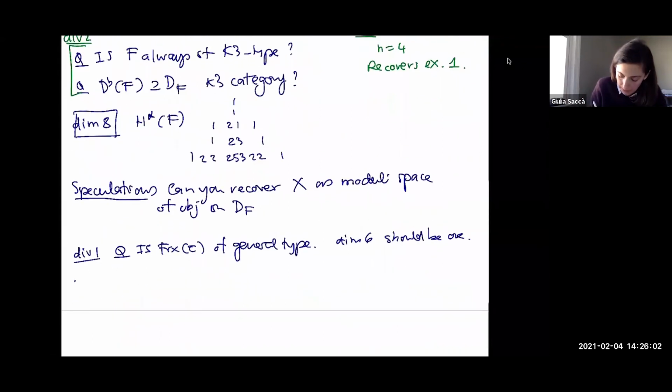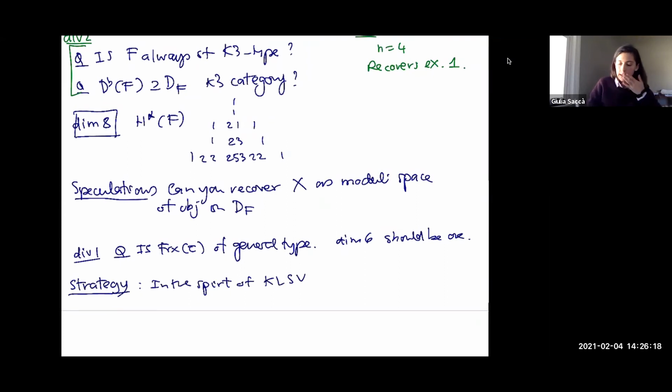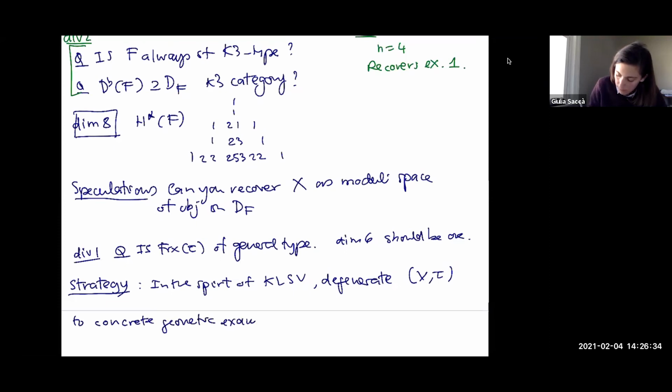So the strategy is, in the spirit of KLSV, which is Kollár–Laza–Saccà–Voisin, you want to degenerate the pair X with the involution to concrete geometric examples. And what do I mean by concrete geometric examples?